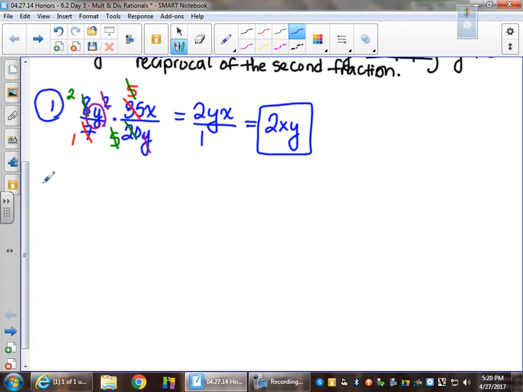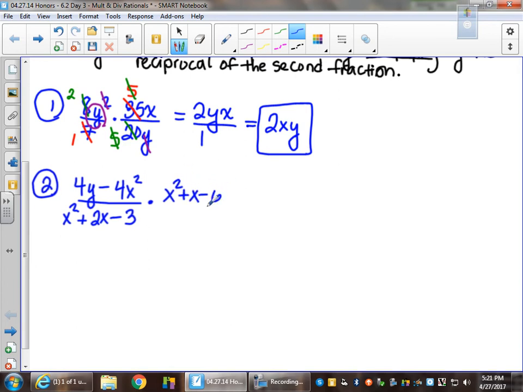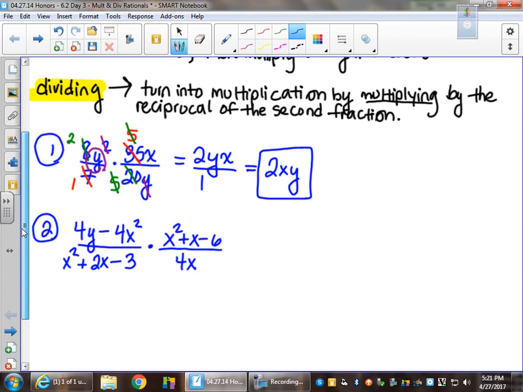Number 2, 4y minus 4x squared divided by x squared plus 2x minus 3, times x squared plus x minus 6 divided by 4x. This is multiplication. So again, let's go read our strategy.